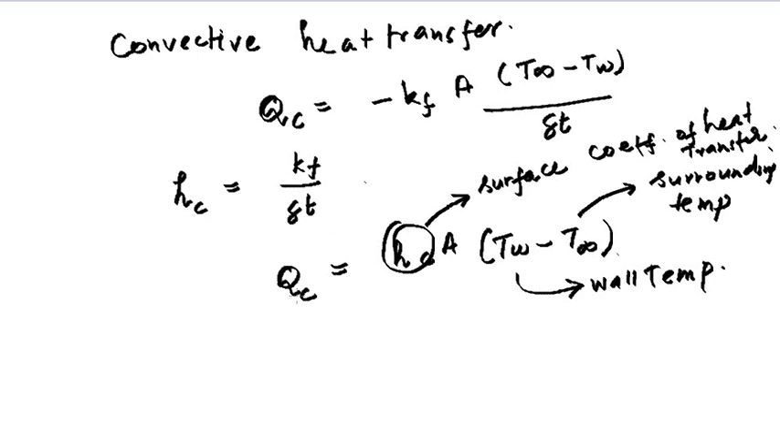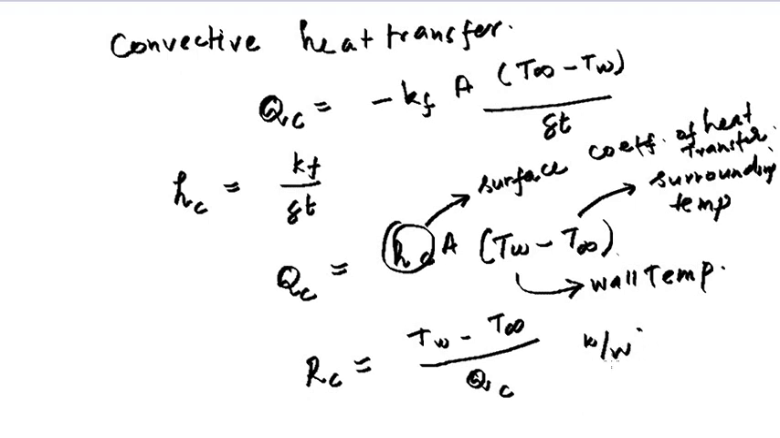Now the thermal resistance offered by the fluid film, Rc, is equal to Tw minus T infinity divided by Qc. This is in terms of Kelvin per watt. Or it is 1 by Hc. This is the resistance offered by the convection, the thermal resistance offered by the fluid film.